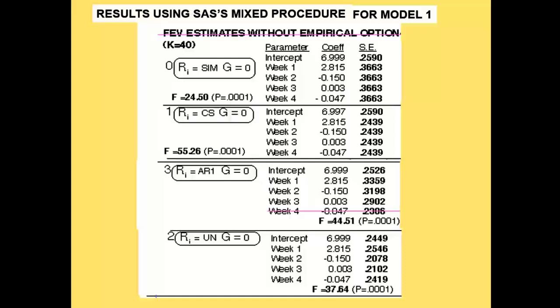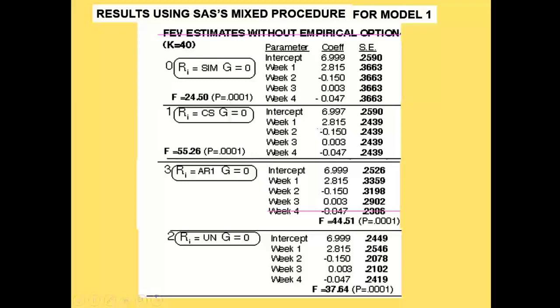Now, what I'm showing you on this screen is the results for four different runs, where it says RI sim. This is another way of saying RI simple or sigma square I. In other words, what I used here was an independent R matrix and no G matrix. This is a compound symmetric R matrix, no G matrix. This is an AR1 R matrix, no G matrix. This is unstructured, no G matrix. Now here are the results, okay? This is just listed over here.